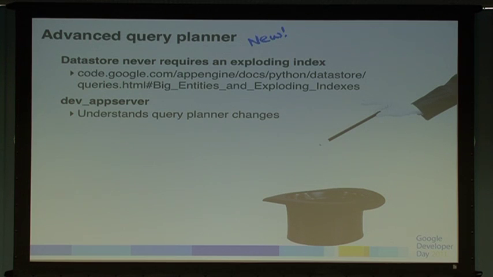In addition to fixing the query planner in production, we also updated the SDK to understand the improvements so it no longer tells you that you need an index when you don't. And so you can do the development locally and get an accurate idea of what indexes you actually need.